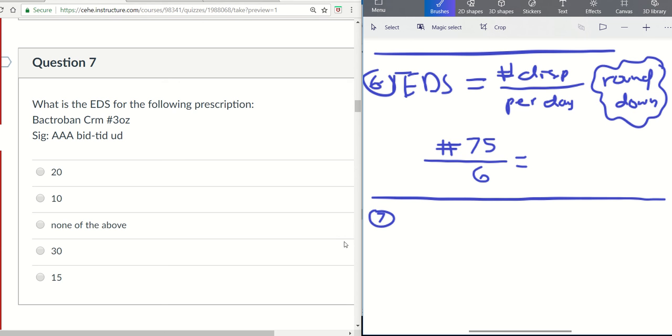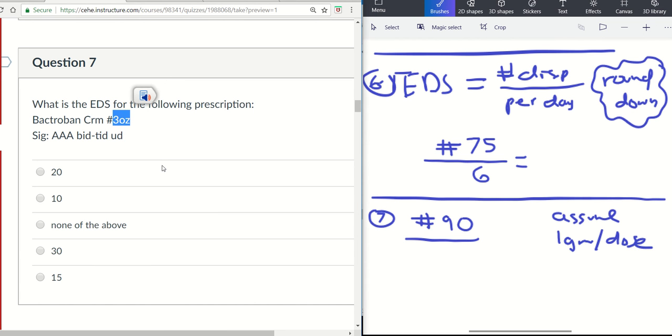$17. A couple things here. First, we got to convert the ounces to grams. So 3 ounces. We're just going to do 1 ounce is about 30 grams. Same as mLs. So that's 90 grams. So we're going to assume for creams and ointments that they use 1 gram per dose. We're just making that assumption. 3 ounces. So every ounce is 30. So we'll approximate about 90 grams. So 3 times 30 is 90. 30 mLs per ounce, 30 grams per ounce for us.